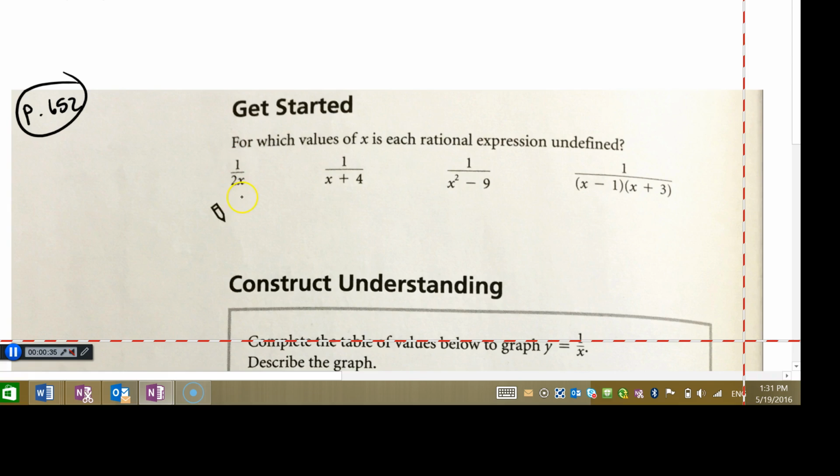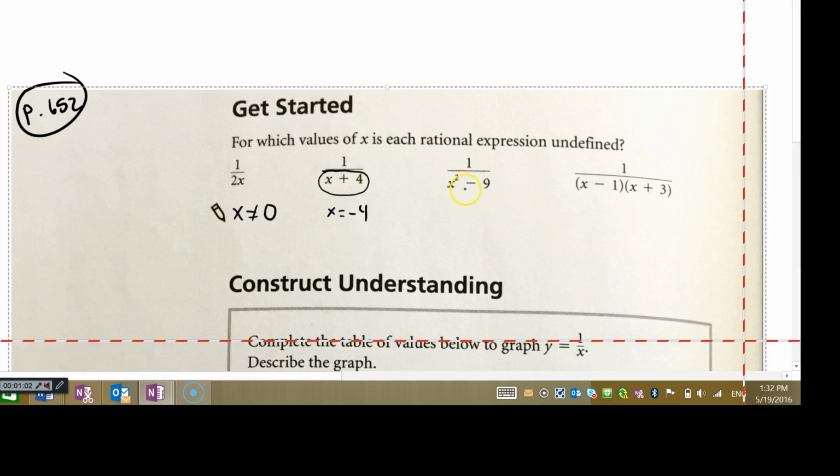So for this one right here, I would say x cannot equal 0. Or another way that we can say it is our non-permissible values at x equals 0. When we look at the denominator of this one, x plus 4, we say that x cannot equal negative 4, because that's what will take the denominator to 0.